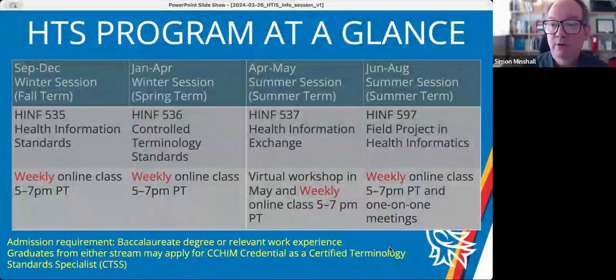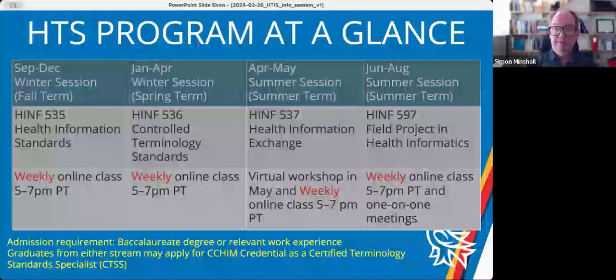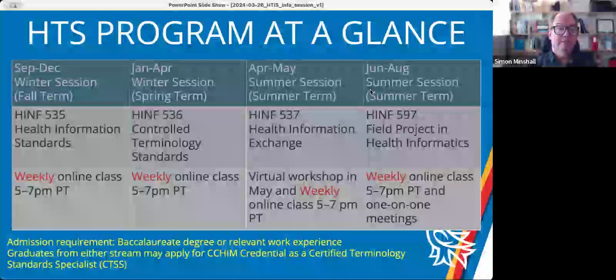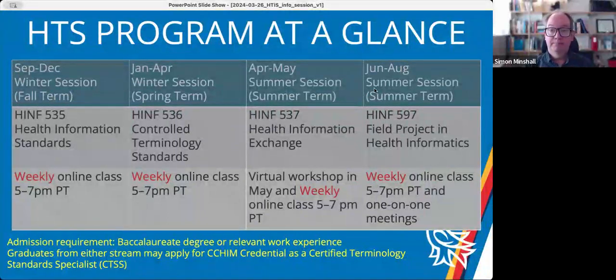Here's an overview of the program. Now, this program is jointly delivered with industry partners, such as Accenture, CIHI, the Canadian Institute for Health Information, RKL Informatics, Ontario Health Digital Health Standards, Canada Health Infoway, and many other industry leaders in the fields of health information standards within Canada. So there's 4 courses to the program.